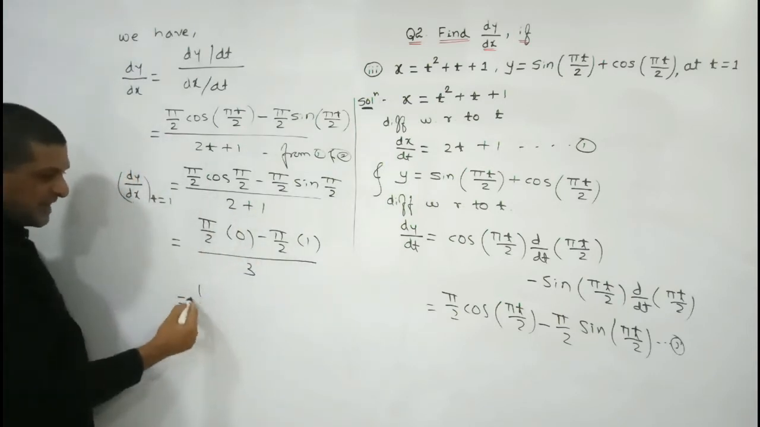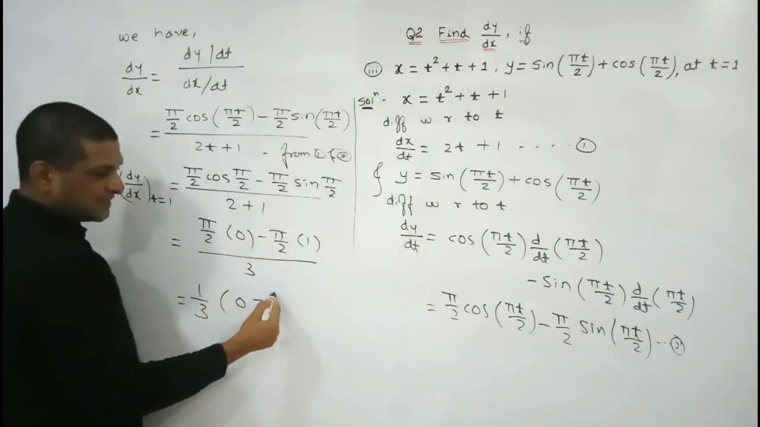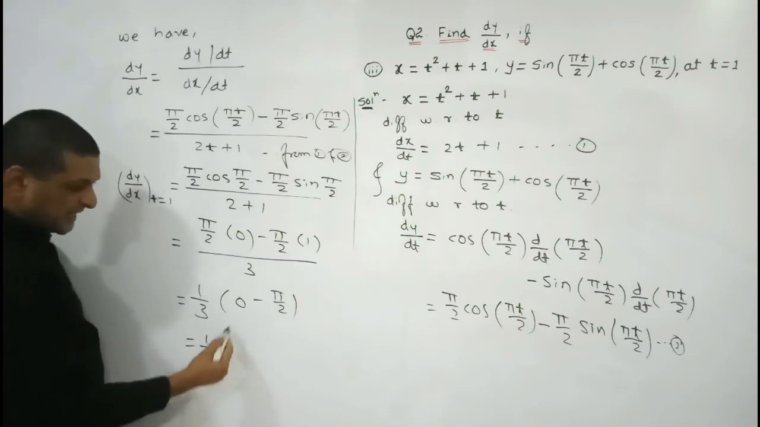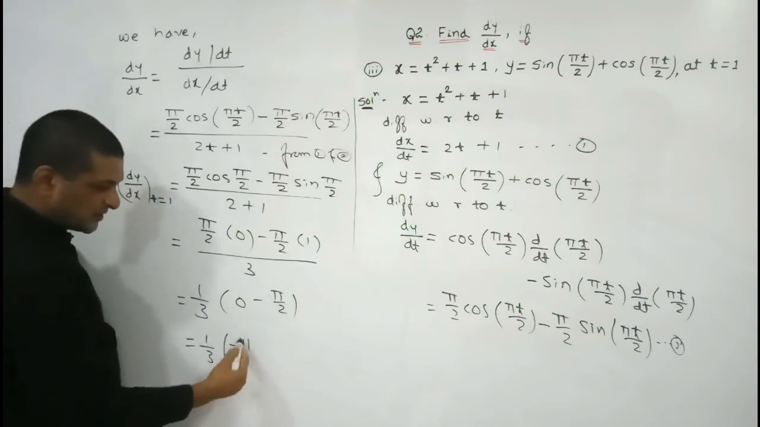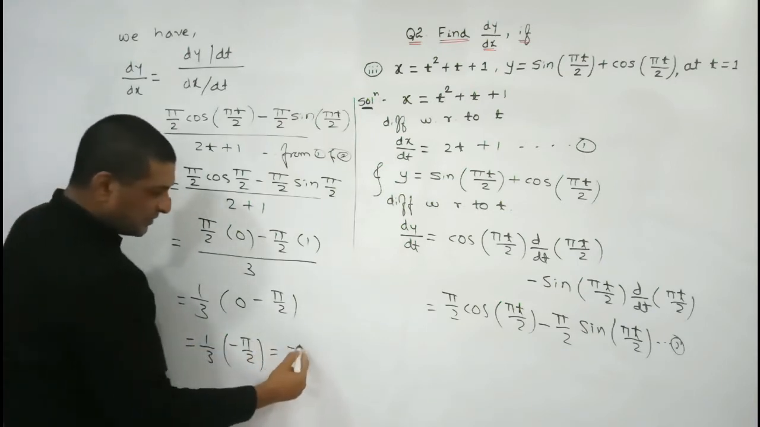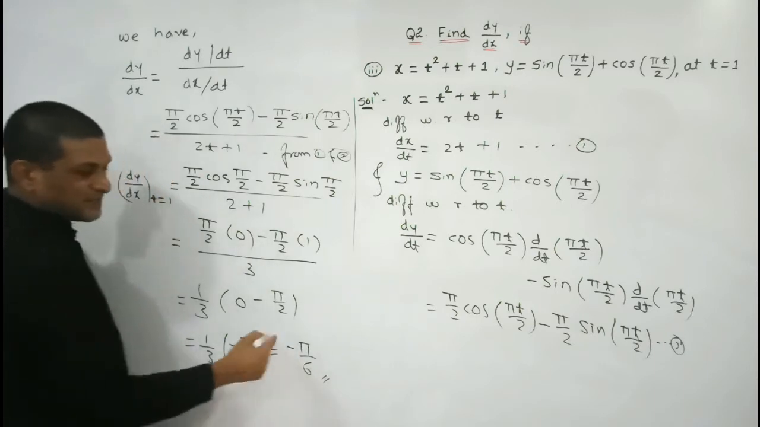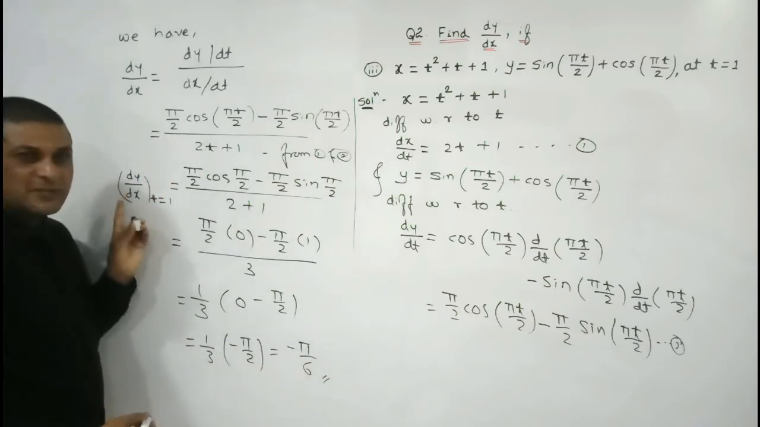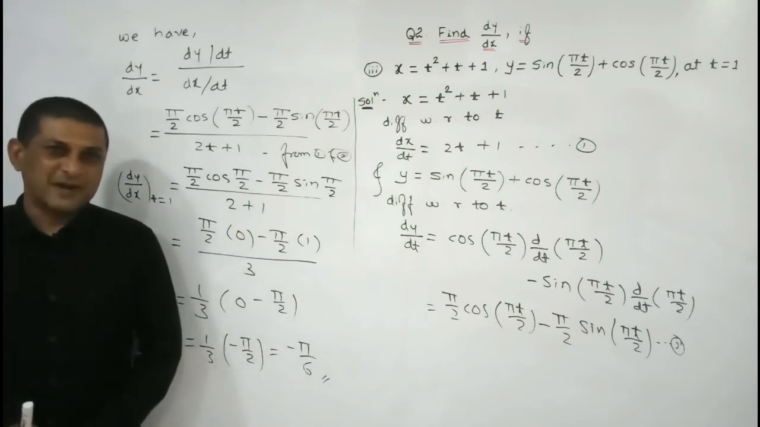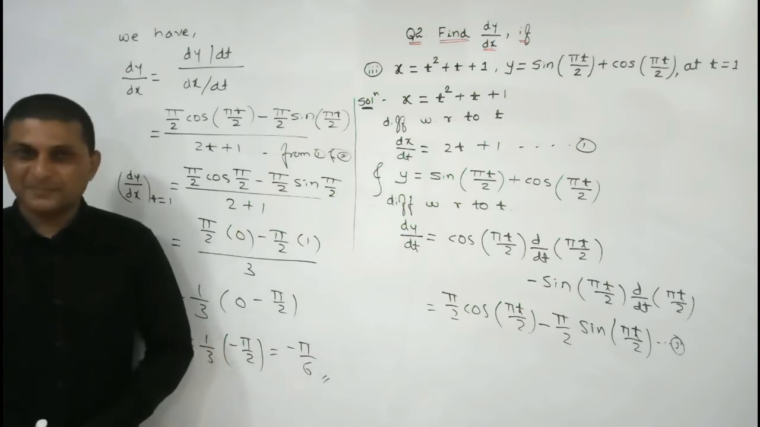So this 1 by 3 I am writing on one side, pi by 2 into 0 will be 0, minus pi by 2 into 1 will be pi by 2. So which is equal to 1 by 3, keep it as it is, 0 minus pi by 2 will be equal to minus pi by 2. So which is equal to 1 into minus pi will be minus pi, and in the denominator 2 into 3 will be 6, means minus pi by 6 will be the value of dy by dx at t is equal to 1. In this way we have got the value of dy by dx at t is equal to 1 will be equal to minus pi by 6.